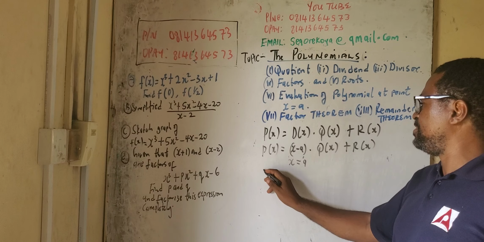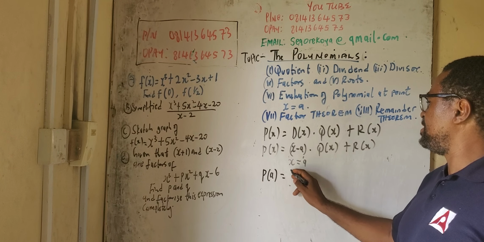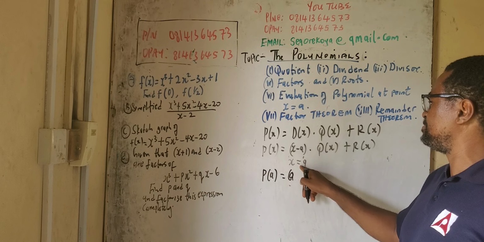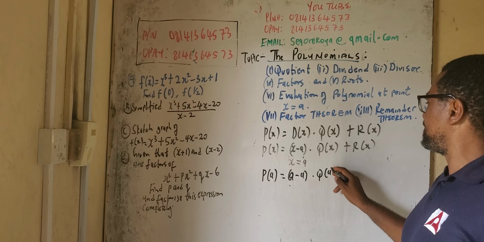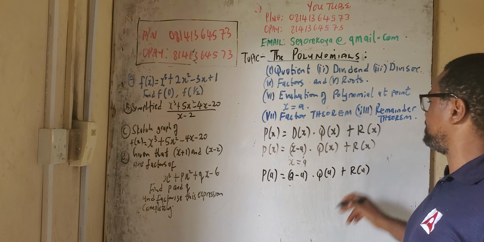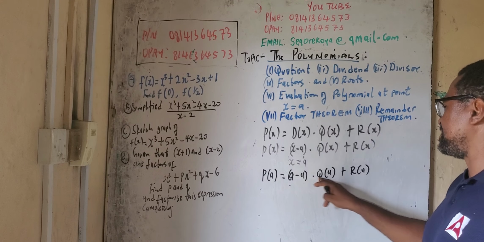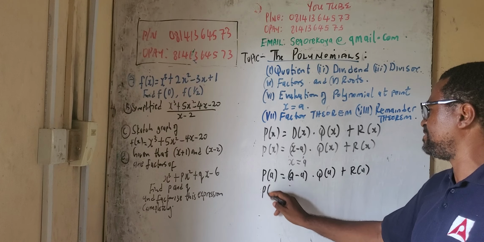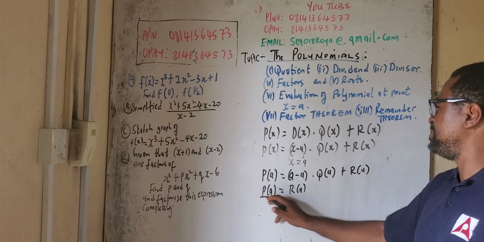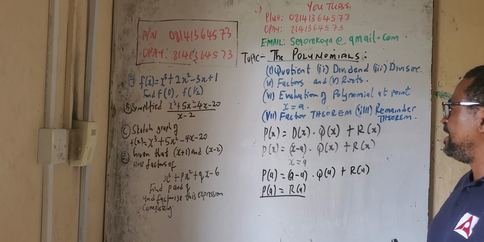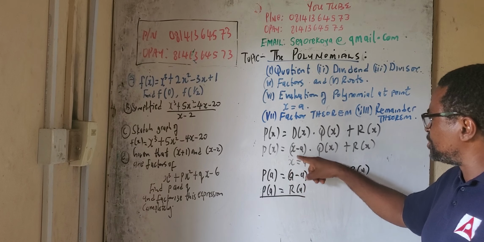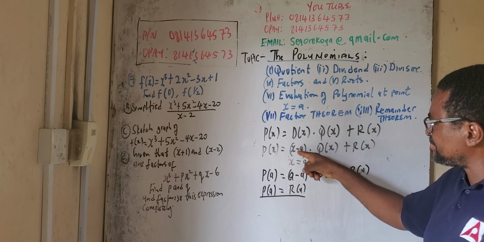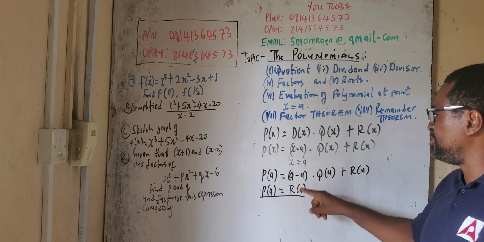So p of a will now be, because I put x as my a, a minus a times q of a plus r of a. You know that a minus a will give us 0. 0 times everything will give us 0. So I have p of a is equal to r of a. That means if x minus a is a factor of this polynomial, then p of a will give us the remainder.